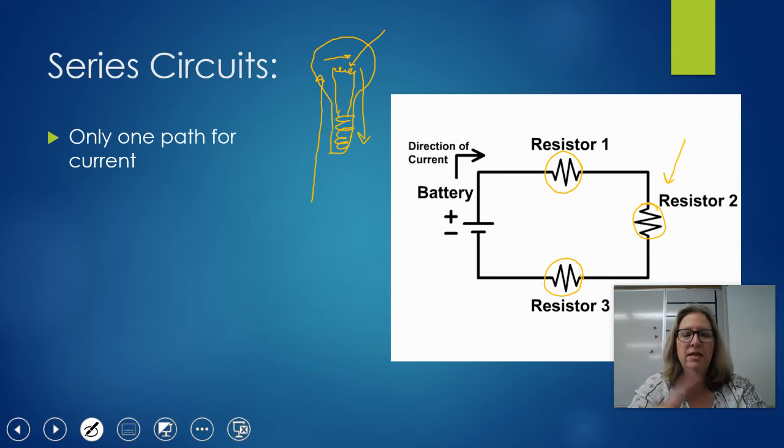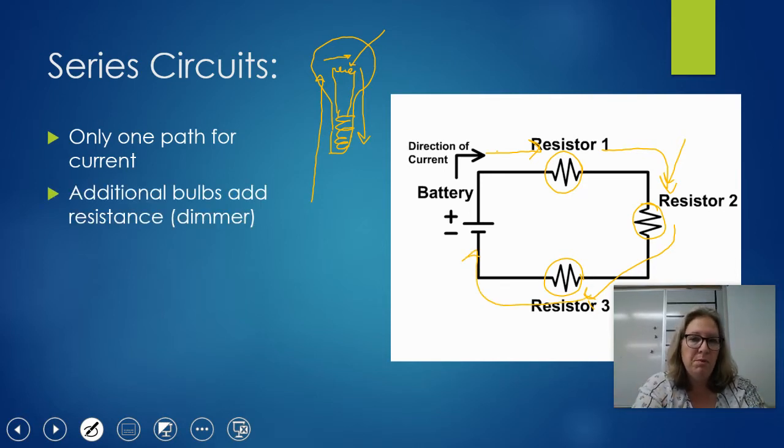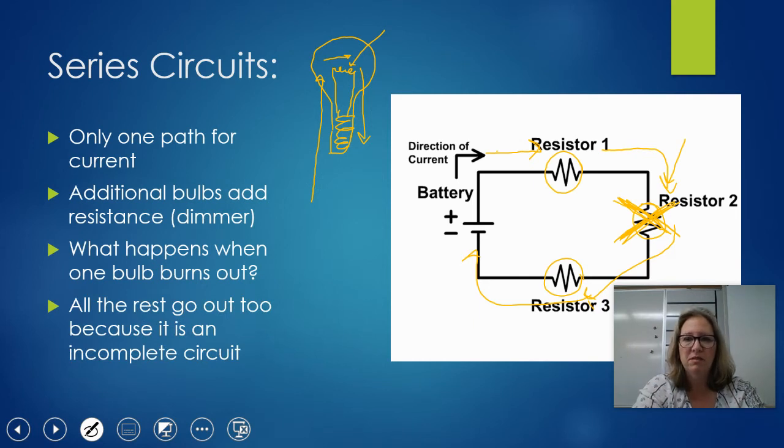So a series circuit has those resistors in one loop, one pathway. The current has to go through resistor 1 in order to get to resistor 2, and go through resistor 2 to get to resistor 3, and then go back to the battery. Every bulb you add to this is adding resistance, and so the bulbs will get dimmer as they go. If one of the bulbs burns out, or if you remove one of these resistors, you've now opened up that circuit. It's now an incomplete circuit, and all the rest will go out because the electricity cannot complete that loop.